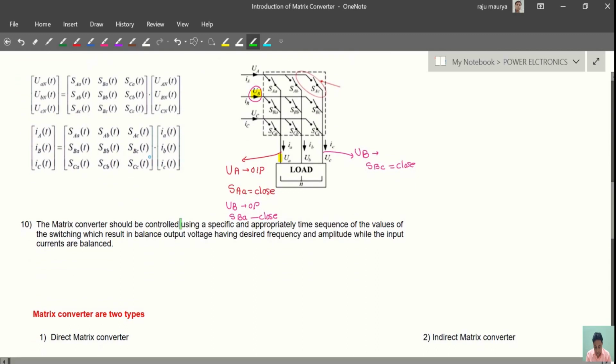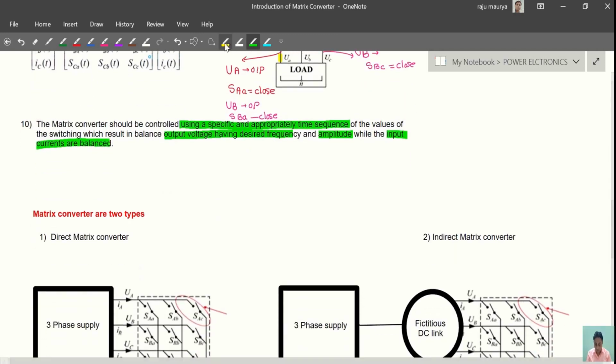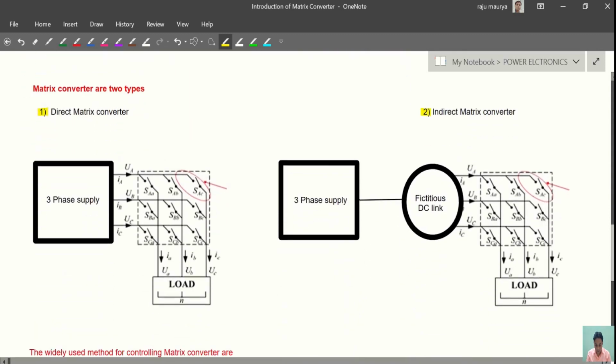So the matrix converter should be controlled using a specific and appropriately timed sequence of the switching, which results in output voltage having the desired frequency and amplitude, and the input current gets balanced. Now matrix converters are of two types. The first one is the direct matrix converter and the second one is the indirect matrix converter.